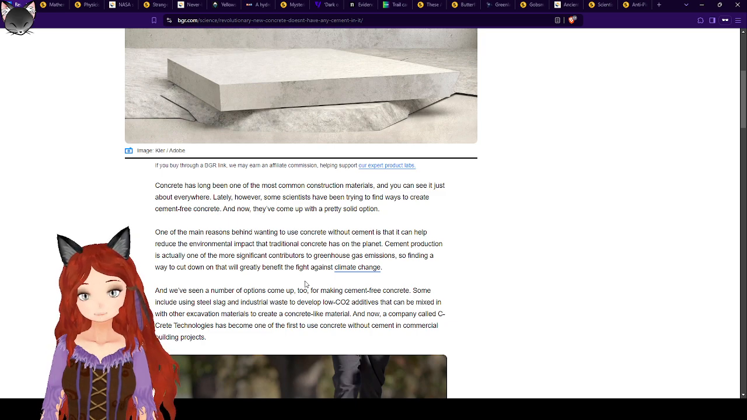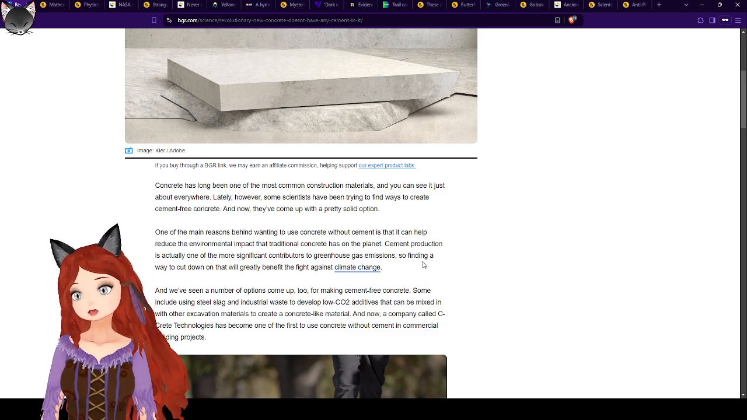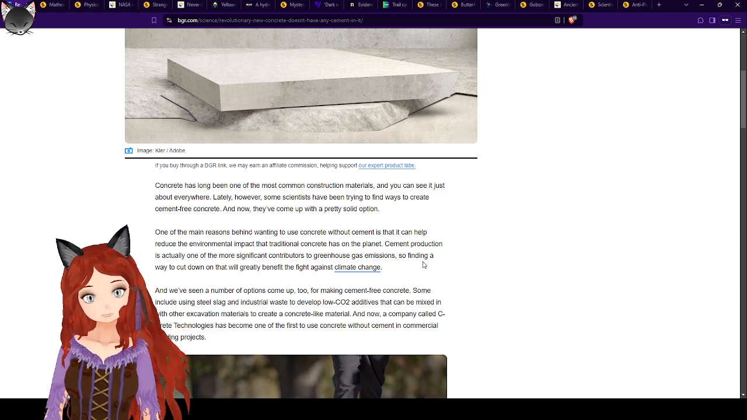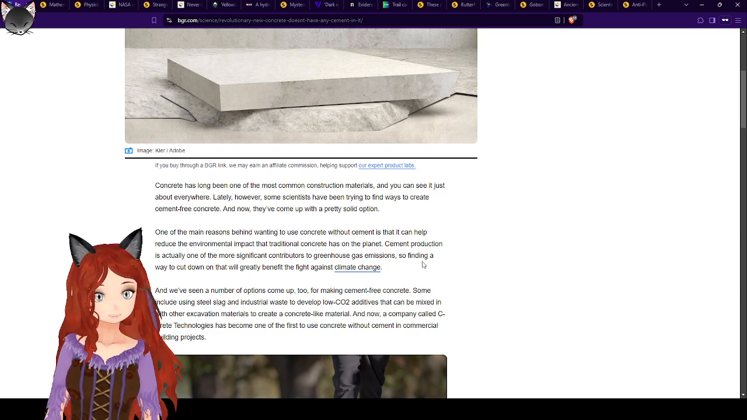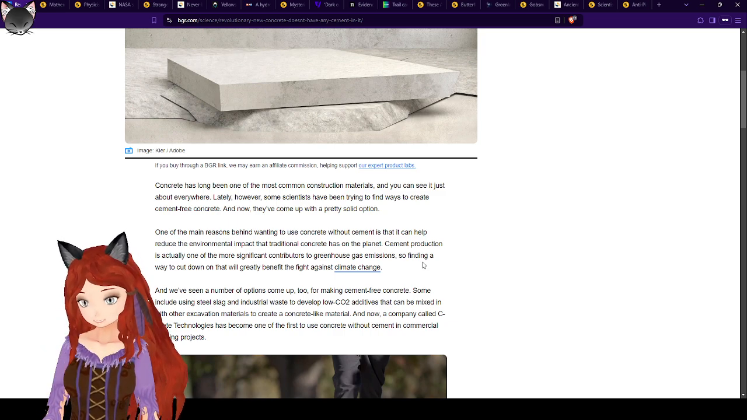But also one of the other problems is, cement production is actually one of the more significant contributors to greenhouse gas emissions. So finding a way to cut down on that will greatly benefit the fight against climate change. But one of the other things is it also holds heat far easier. Urban heat island effect makes cities hotter because the concrete is holding the heat.